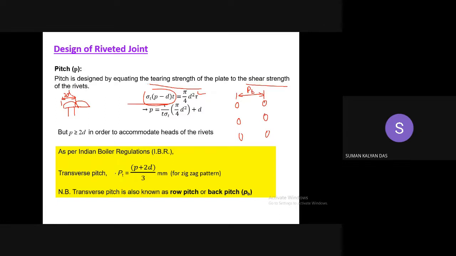Please don't confuse the PT of transverse pitch with the PT of the tearing strength of the plate. Both seem to be marked the same. This is the expression supplied by IBR. Transverse pitch is also known as row pitch or back pitch. These are all the same thing. So if in a problem, instead of transverse pitch, it is written as row pitch or back pitch, please understand they imply transverse pitch only.